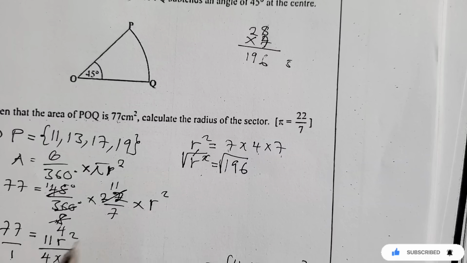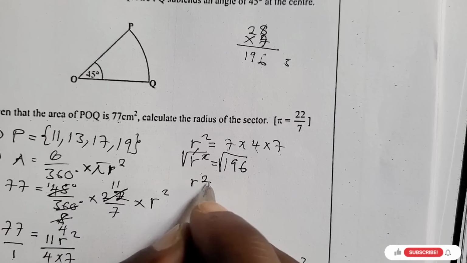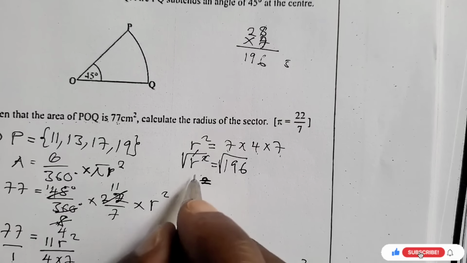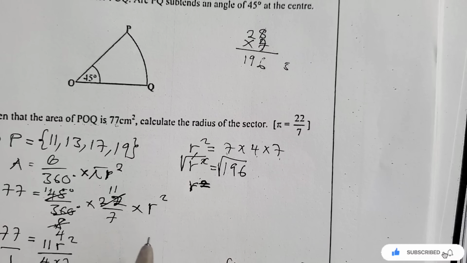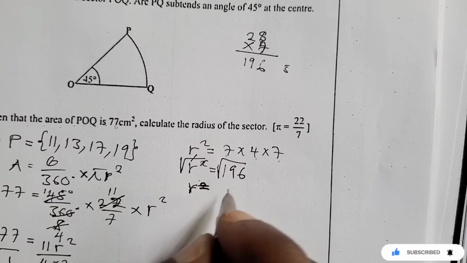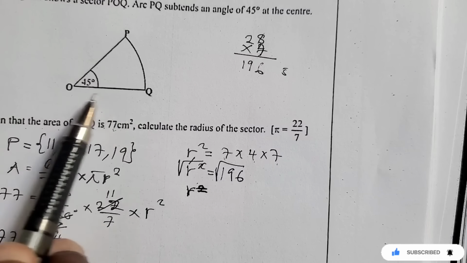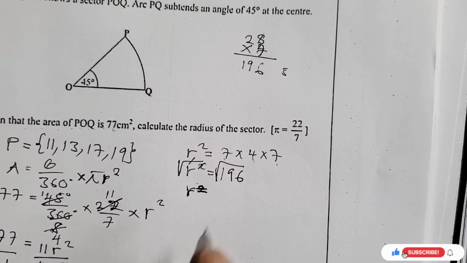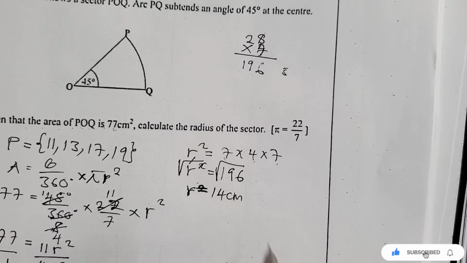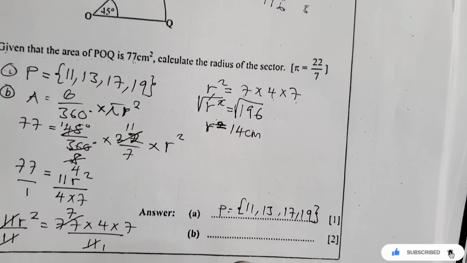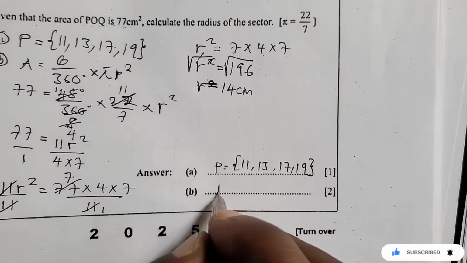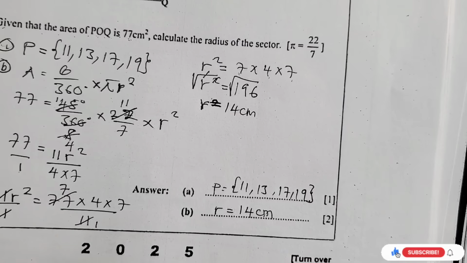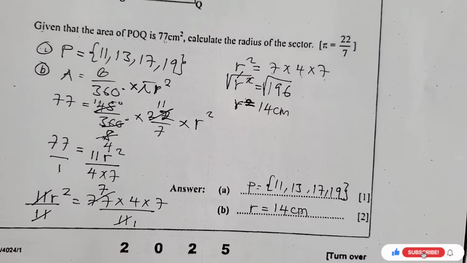The square root symbol cancels r squared, remaining with just r. r is equal to the square root of 196, which is positive or negative 14. But we can't have a negative length, so we only take the positive number here. So we get 14 centimeters. So you come down here and write our answer as the radius is equal to 14 centimeters. Okay, it is as simple as this.